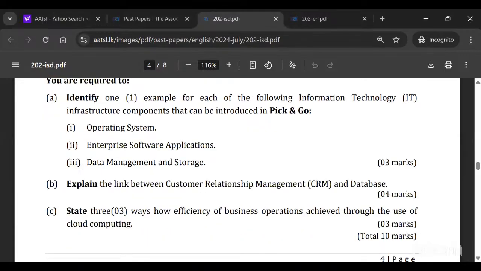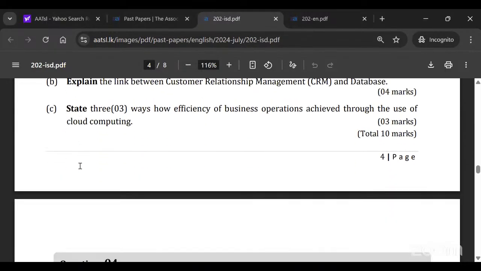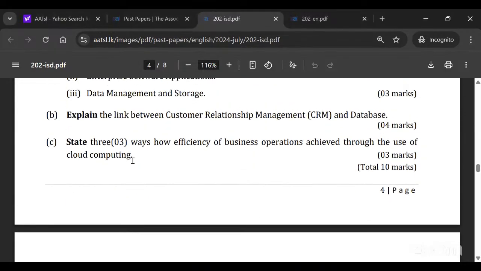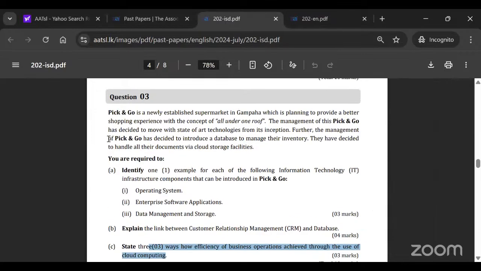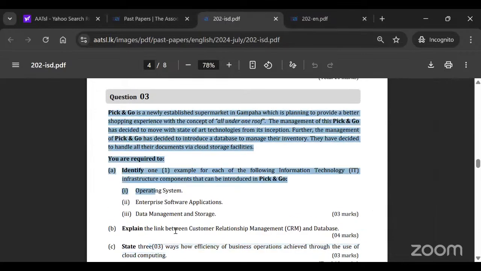Question, that is actually question 2. This is question 3. Pick and Go. The case study is Pick and Go.